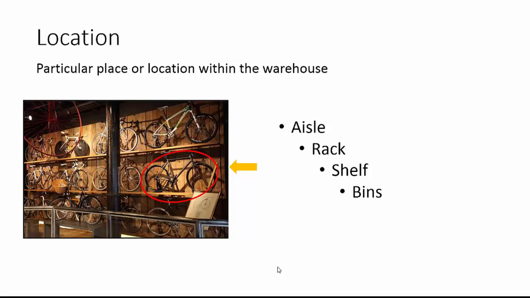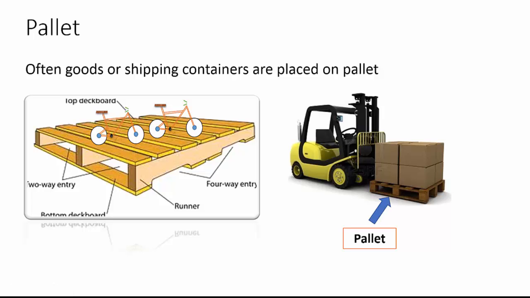For example, warehouse space may be divided into multiple aisles. Aisles can have multiple racks. Racks can have multiple shelves, and shelves can have multiple bins. Locations provide a closer look at the inventory within the warehouse so that the warehouse operator or manager can easily locate it. Pallet is a structure often made from wood which provides stability to goods while being lifted by the forklift. Goods may be first placed on the pallet and then pallets are kept at the desired location.